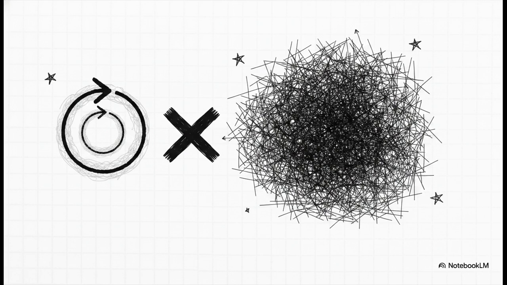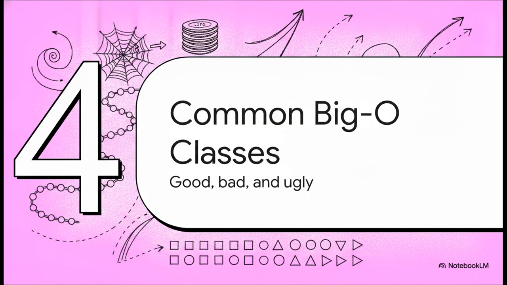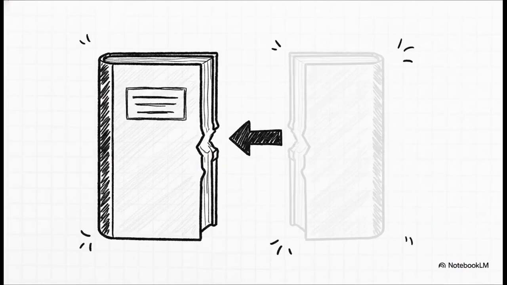This is a super common trap, so definitely watch out for it. Which brings us to section 4, common Big O classes, the good, the bad, and the ugly. Let's meet the core complexity classes that you're going to encounter most frequently when you're analyzing algorithms. Here are the efficient classes you generally want to aim for.